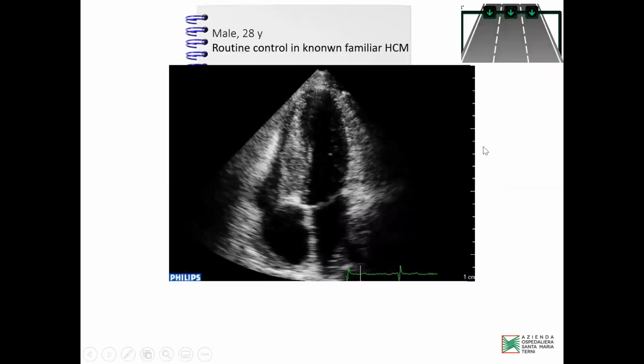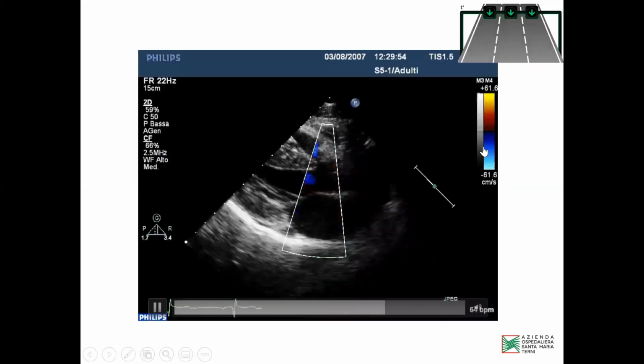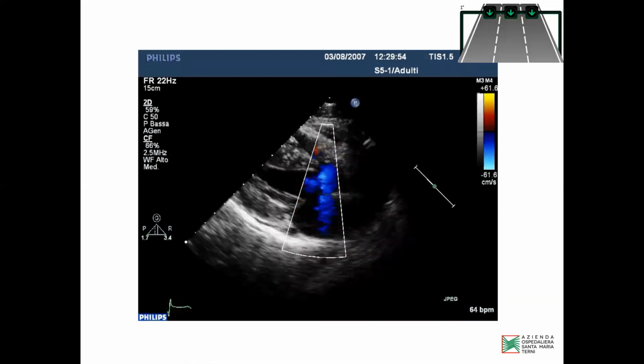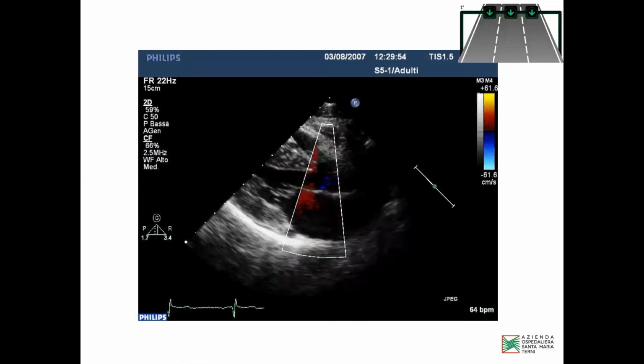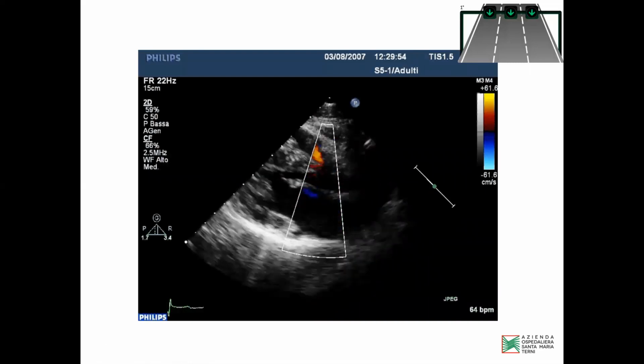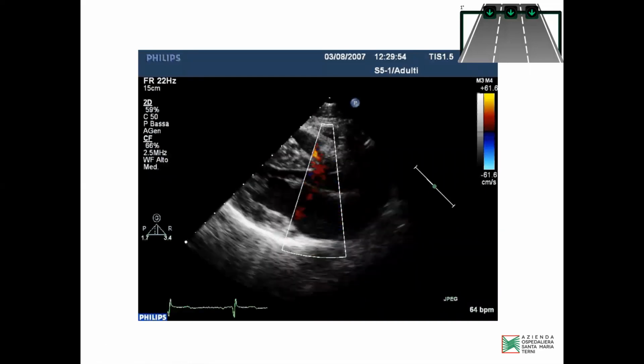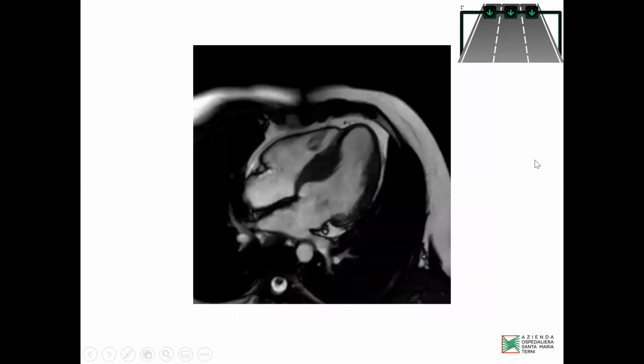In this other case, instead, hypertrophy distribution doesn't induce blood ejection obstruction, nor mitral regurgitation, as cardiac magnetic resonance confirms in these images.